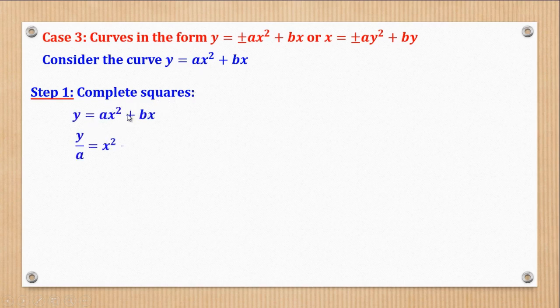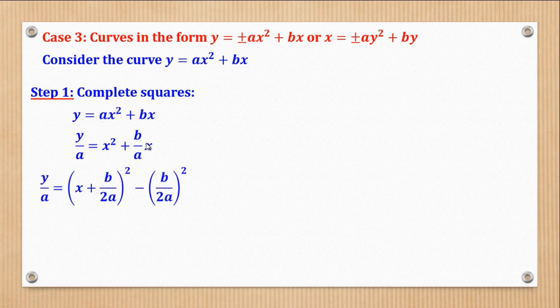If I have this, the first thing to do is to make this coefficient equal to 1. How? By dividing throughout by a. When I divide throughout by a, I'll get y over a equal to x squared plus b over a x. Now next is to complete squares. How do we complete squares? Look at this coefficient of x. Half of this coefficient is what we put here. So we end up with x plus b over 2a, everything squared. Then minus, now you come back to this coefficient and square it to get what we put here. So in short, that is the brief way of completing squares.